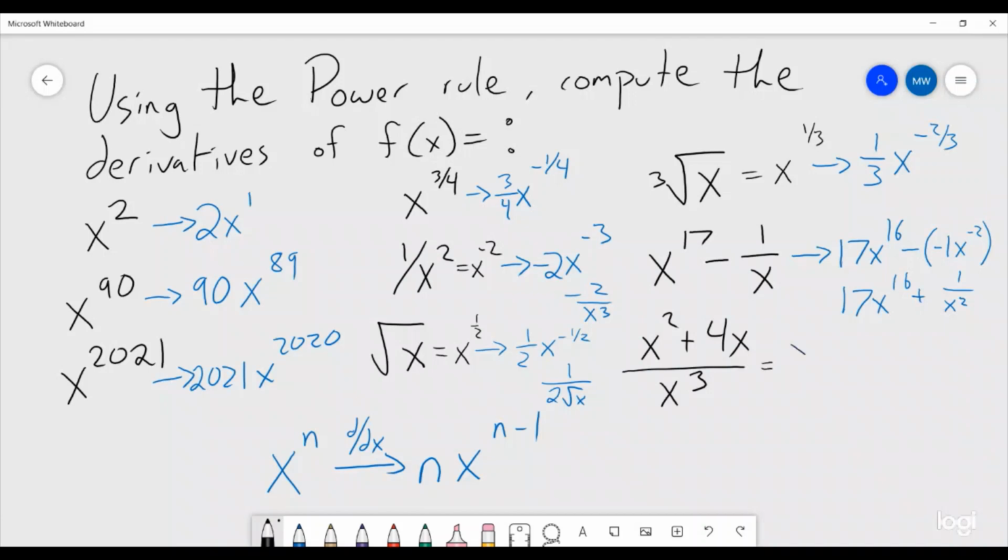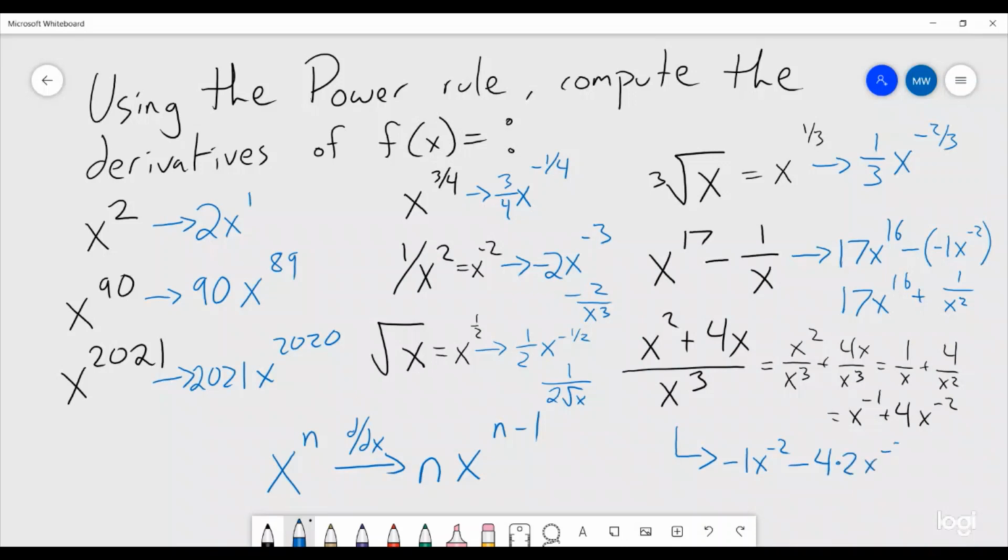So this is the same thing as x squared over x cubed plus 4x over x cubed, which is 1 over x plus 4 over x squared, or x to the minus 1 plus 4x to the minus 2, which means that this, under the power rule, is going to just go to a negative 1x to the minus 2 minus 4 times 2 times x to the minus 3, so a negative 1 over x squared minus 8 over x cubed. And that's what that derivative would be.